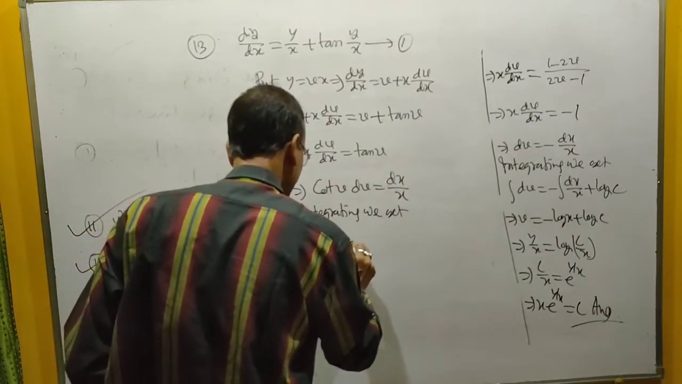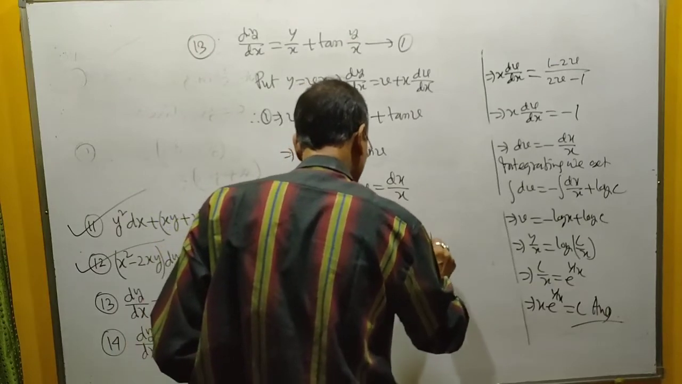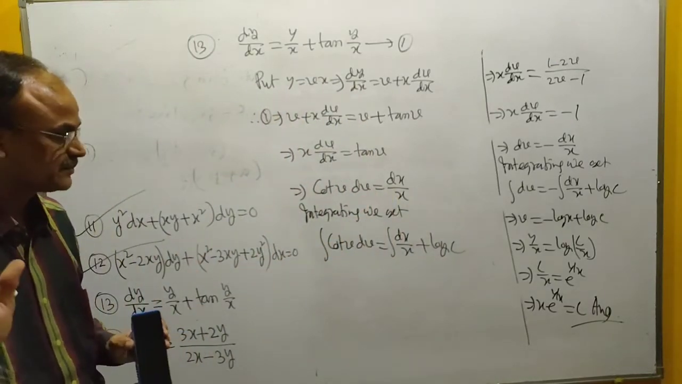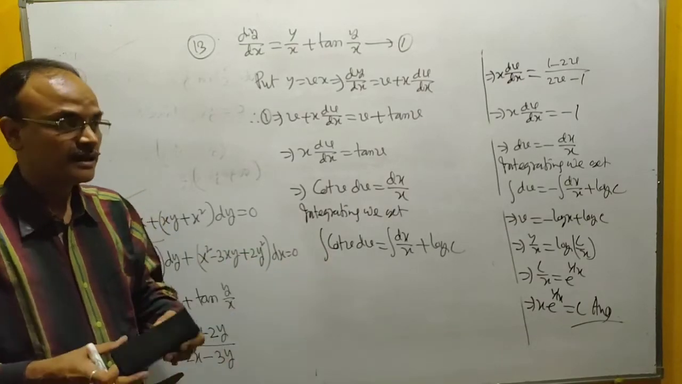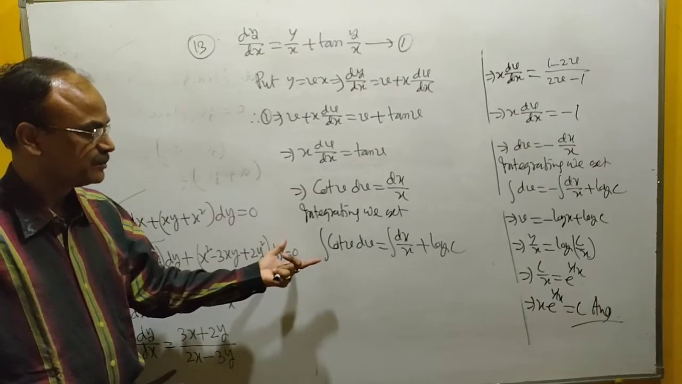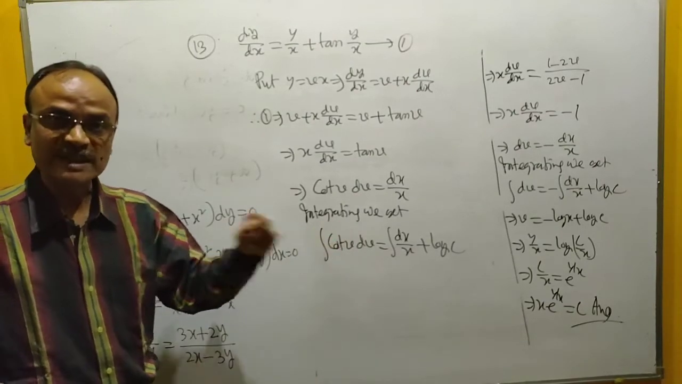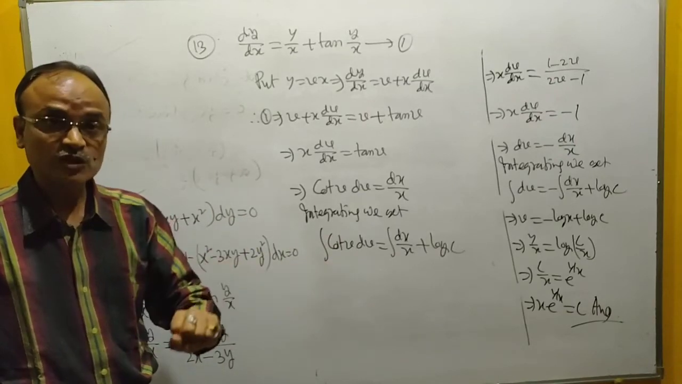Integration of cot v dv equals integration of dx by x plus log c, where log c is the constant of integration. What is the integration of cot v? Log of sin v. The same theory: cot v can be written as cos v by sin v. Differentiate sin v, you will get cos v.